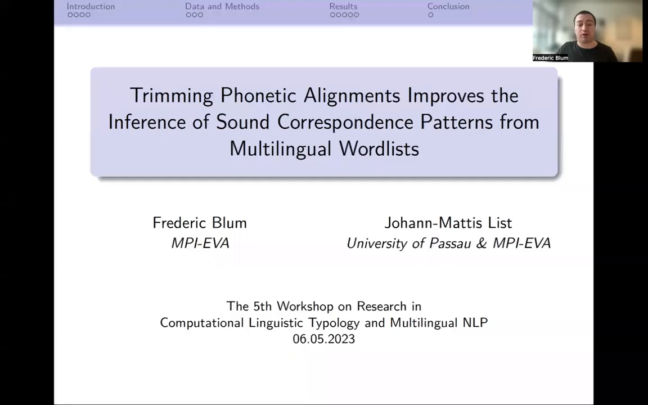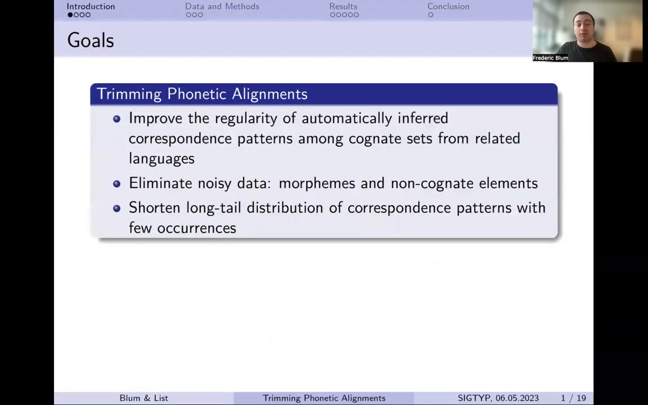Hello and welcome to our talk, How Trimming Phonetic Alignments Improves the Inference of Sound Correspondence Patterns from Multilingual Word Lists. We want to show how we can improve the regularity of automatically inferred correspondence patterns among cognate sets from related languages. We do so by eliminating noisy data, such as morphemes and non-cognate elements that are still part of the data sets. By doing so, we shorten the long-tail distribution of correspondence patterns with very few occurrences across the data set.